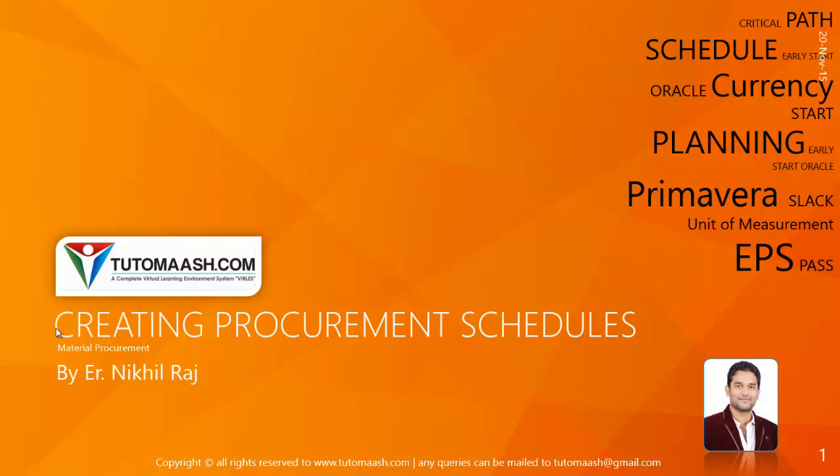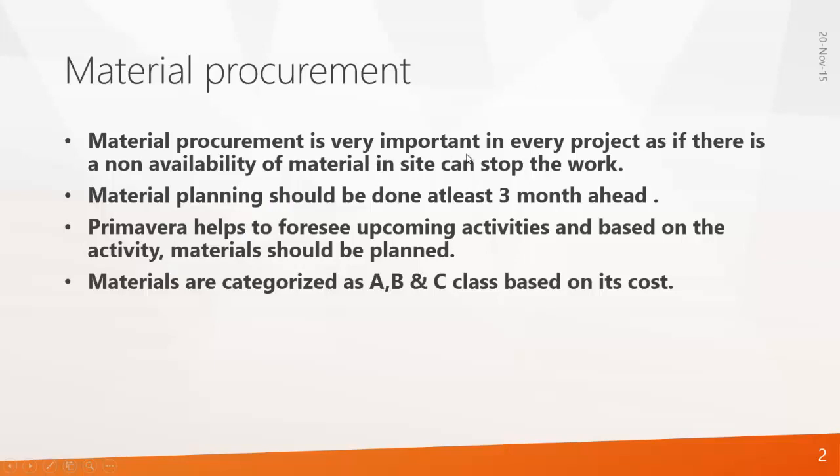So material procurement is very important, and creating schedules is also important, and we'll see how to make these schedules in Primavera. Material procurement is very important in every project, as non-availability of material can stop the work, and material planning should be done at least 3 months ahead. Primavera helps you to foresee upcoming activities, and based on the activities you have to plan the materials. And materials are classified as A, B and C class based on their cost.